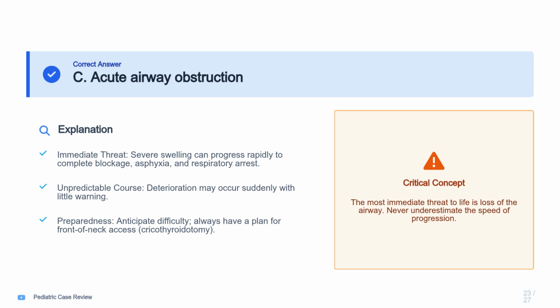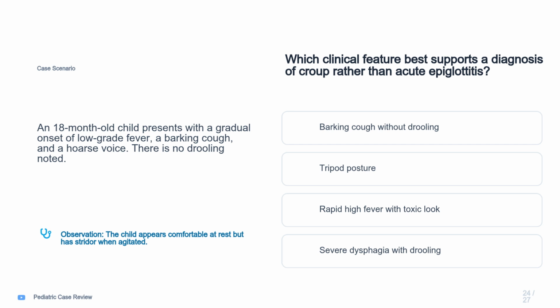While pneumonia, abscess formation, and granulomas are possible complications, none carry the immediate mortality risk of acute airway obstruction requiring instant intervention. An 18-month-old child presents with gradual onset over 2 days of low-grade fever, barking seal-like cough, and hoarse voice. The child can drink fluids, and there is no drooling. Which clinical feature best supports croup over epiglottitis?